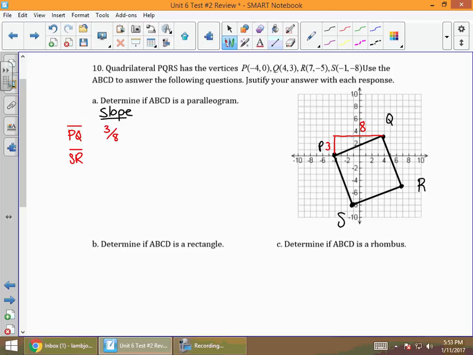Let's go from S to R. From S to R, I am going over 5, 6, 7, 8, and I'm going up 1, 2, 3. So from S to R, it has a rise going up 3. It has a run going to the right 8. So 3/8. These two things are the same. They are parallel.